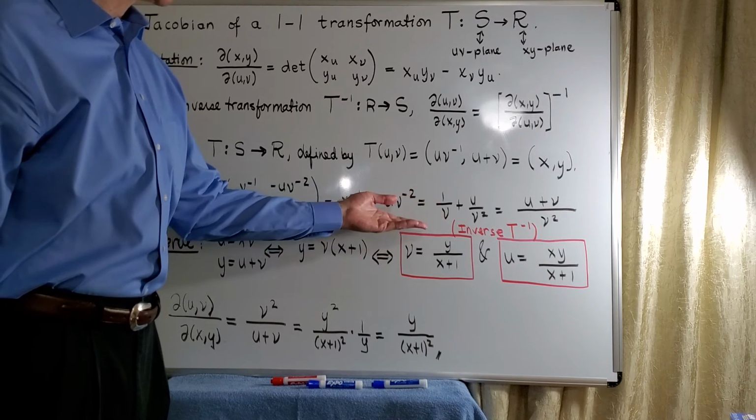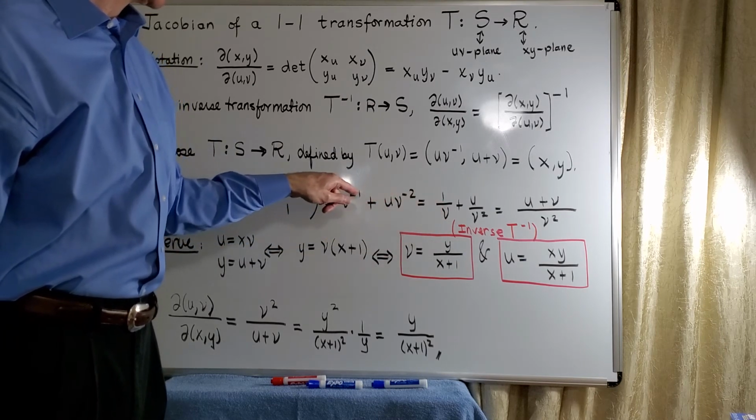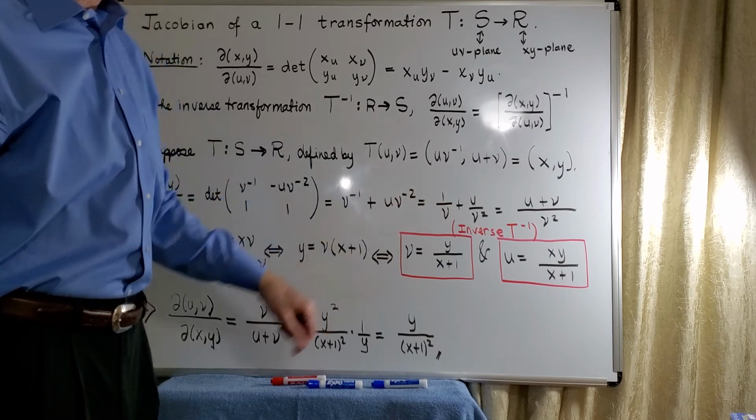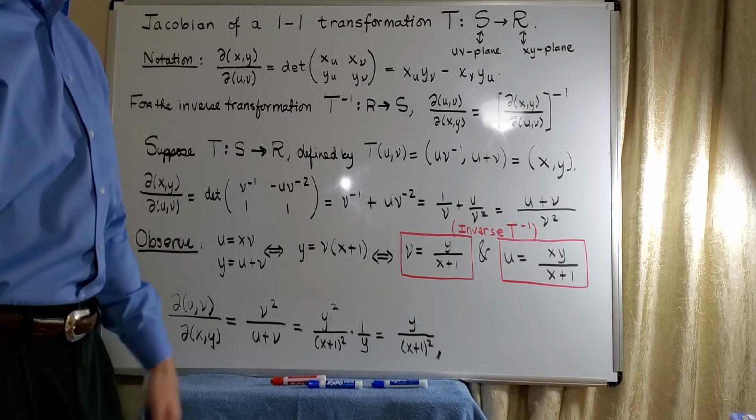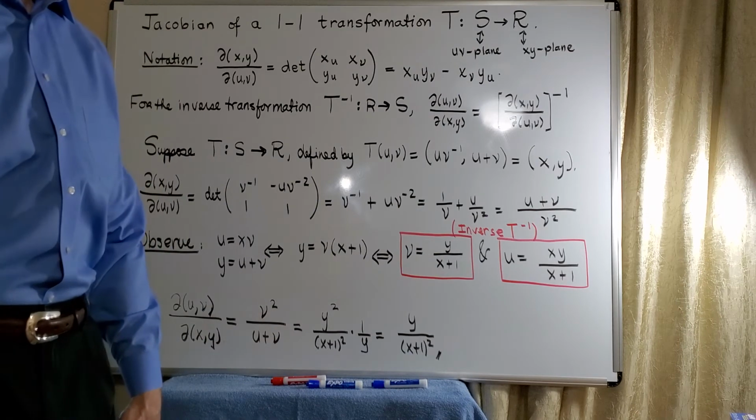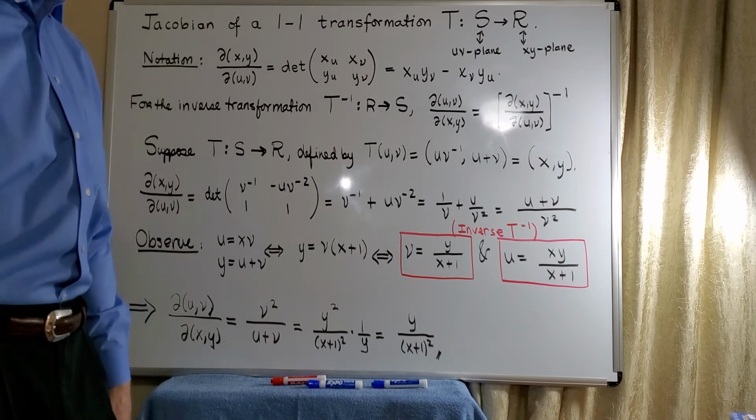If you like, you can go ahead and retire the negative exponents by taking reciprocals here and then getting a common denominator of v squared. So we'll have u plus v divided by v squared as the Jacobian.